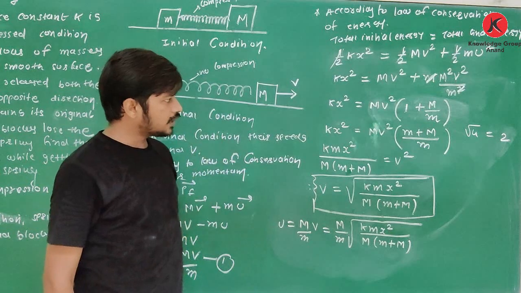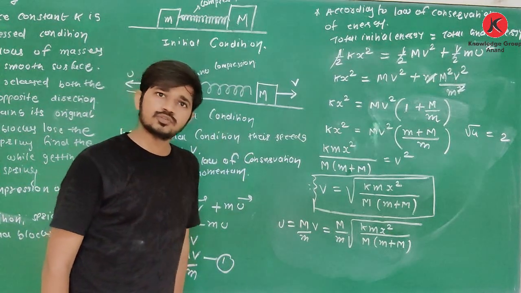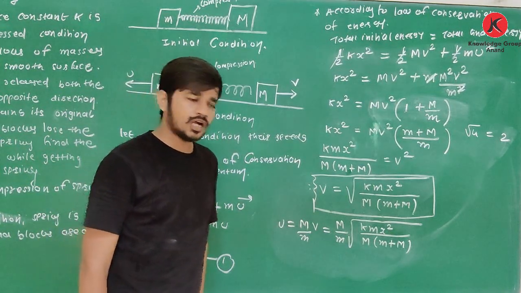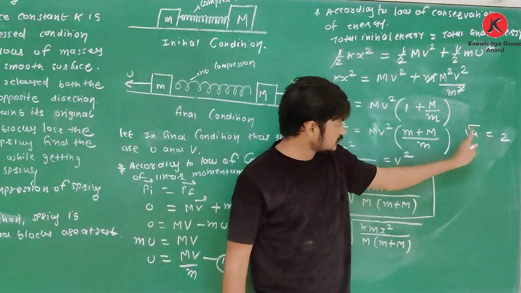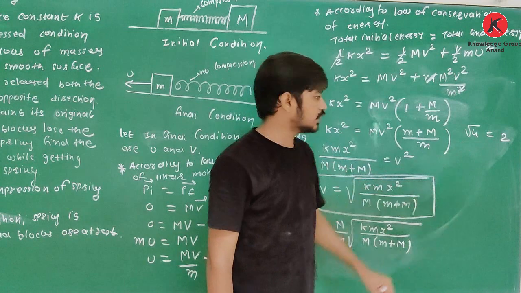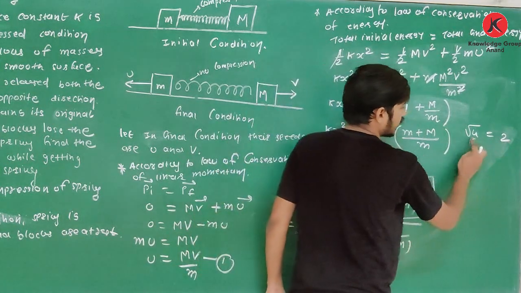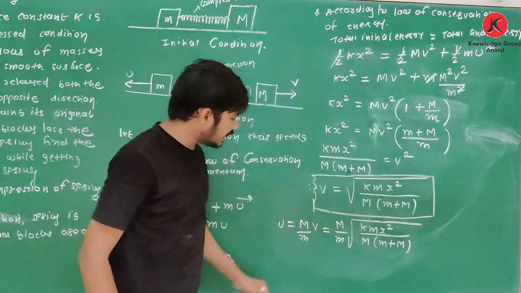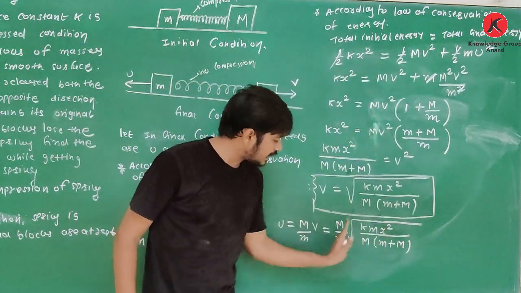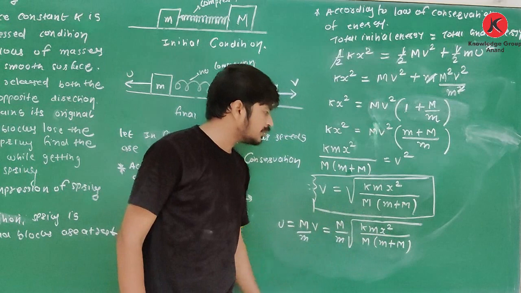Yes or no? Under root 4 is equal to 2. But if I take this in reverse condition, it will be under root 2 square. Here it will become 2 square.